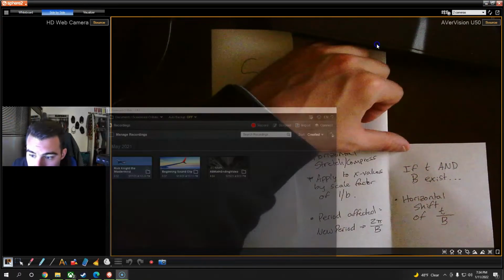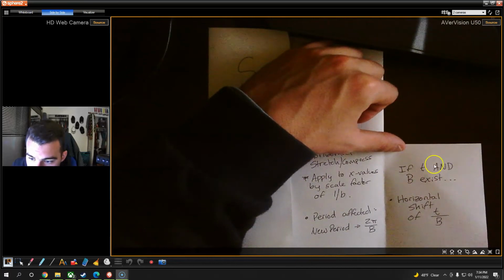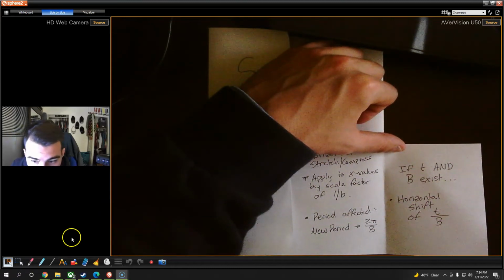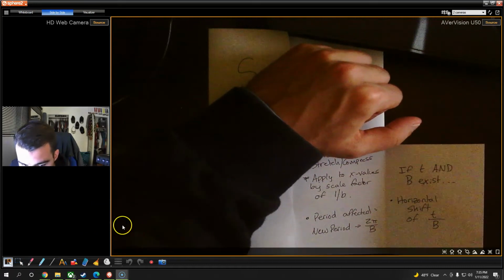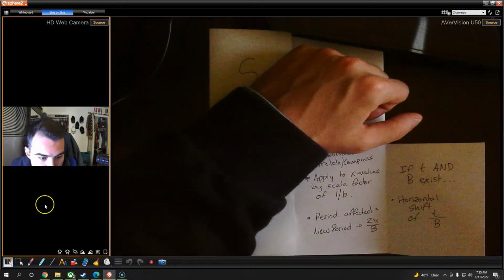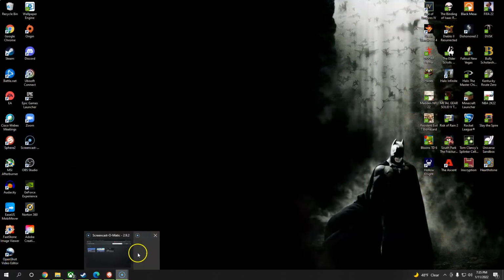The other thing to note too is that if t and b both exist, it's actually a horizontal shift of t divided by b. Now, we haven't run into any problems like that so far, and I don't believe the book actually does problems like that, but on the off chance they throw something our way like that, we're a little bit prepared. Okay? So let's actually see how these problems work in a problem-solving context, because we haven't been able to see that yet.